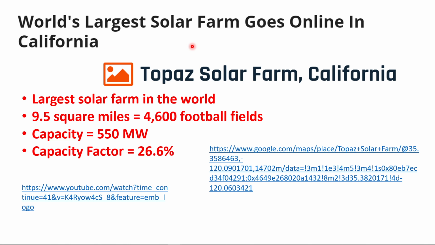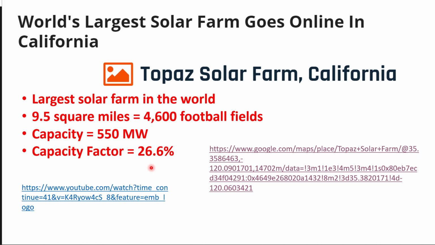All right. Some of you might know this: the world's largest solar farm is in California. It is the Topaz Solar Farm in Southern California. To put it in context, it covers 9.5 square miles, which is 4,600 football fields. It has a capacity of 550 megawatts. Now, how high is that anyway, right? Most of us have no context to compare that. We'll talk about that in a moment. The problem here is that the capacity factor is 26.6%. So it's essentially only running at full capacity 26.6% of the time.